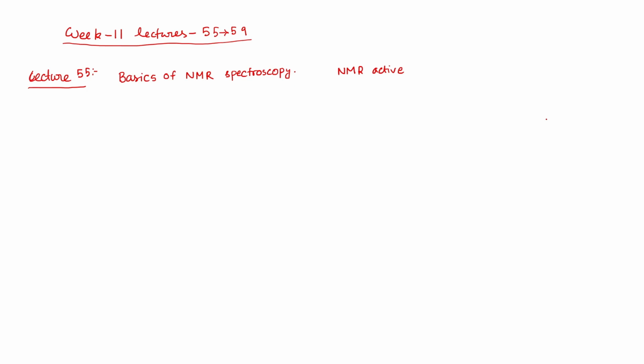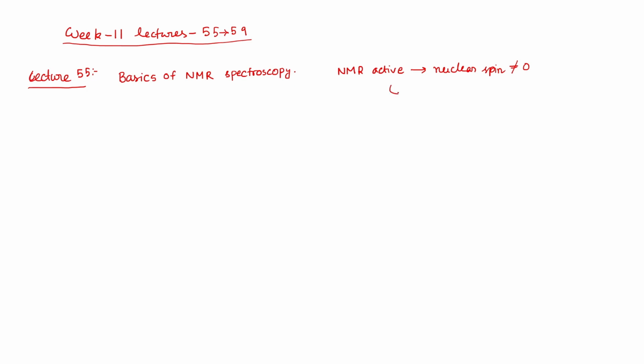There was something related to the dipole moment, right? Rotational spectroscopy active molecules have some permanent dipole moment. In IR spectroscopy, to be IR active there should be some change in the dipole moment during the oscillation or vibration. And for NMR active, those atoms will be NMR active whose nuclear spin is non-zero.